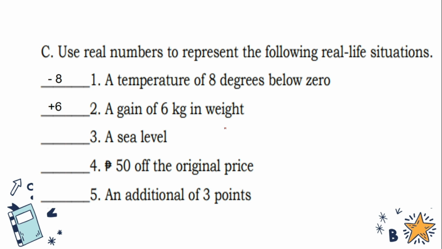Then, a sea level. O, diniscuss natin to sa week 3, a sea level. It represents 0. Diba? Next is 50% off or 50 pesos off the original price. O, yung mga mahihilig mamili, 50 pesos off, di ba? Gustong-gusto natin yan. That is minus 50 or negative 50. Next is an additional of 3 points. O, additional na dagdagan. So, that is plus 3 or positive 3.